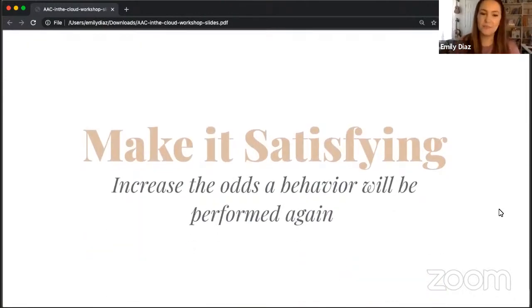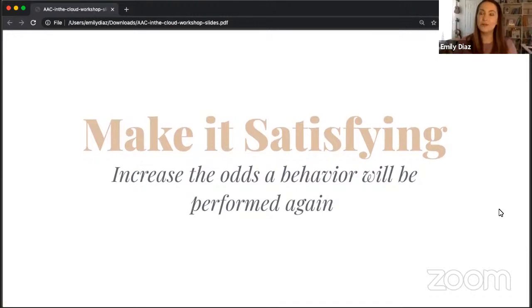make it satisfying. When we do something satisfying, it increases the odds that that behavior will be performed again. You can attribute this to food if you want. If you go to a restaurant and you have a drink or a meal that is so satisfying and so good, you're probably going to go back to that restaurant again. You might even order that same dish or that same drink. You're performing that habit again.